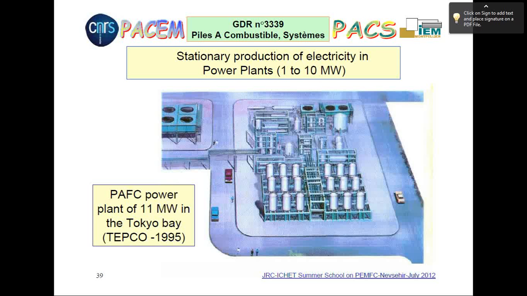But the good point is, at the beginning of the experiment, the overall efficiency, taking naphtha or natural gas to electricity to the grid, so the alternating current, was 41% at the beginning. And after 2 years of operation, it was 39%. So a very small decrease of the efficiency during 2 years of working. So that's a good point for fuel cells.